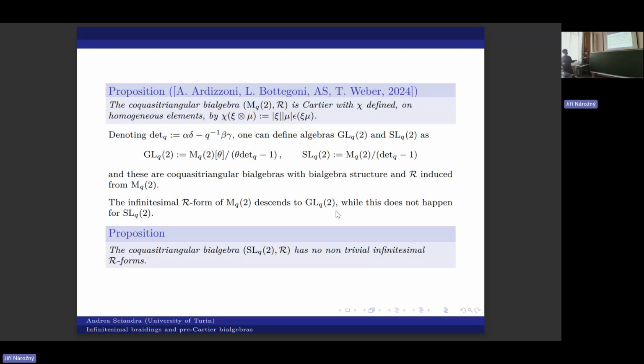Now we can consider the two quotients of MQ2, also imposing the quantum determinant condition, say. We can consider these two quotients, GLQ2 and SLQ2. And it is known that the bialgebra structure and the R-form descend to GLQ2 and SLQ2. So these are quasi-triangular as well. But our Cartier structure descends only on GLQ2. So GLQ2 is also Cartier with the same chi, while this does not happen with SLQ2. And moreover, we are also able to prove that for SLQ2, there are no non-trivial infinitesimal forms.